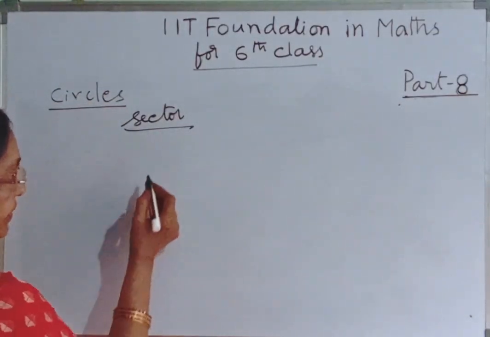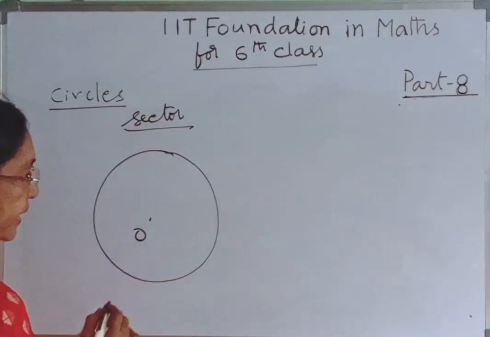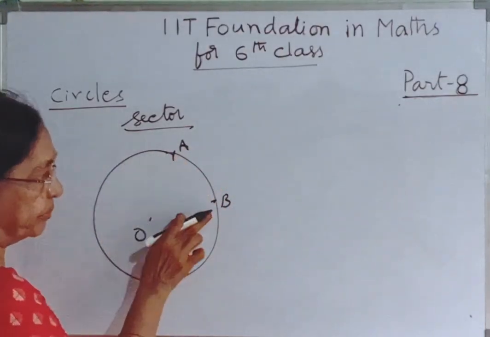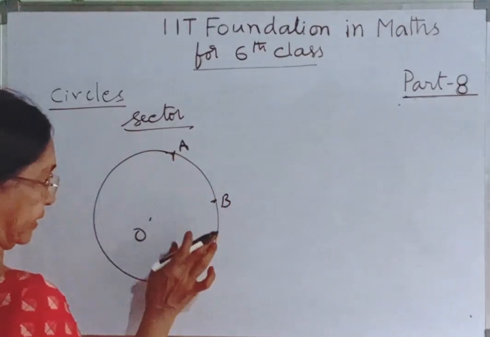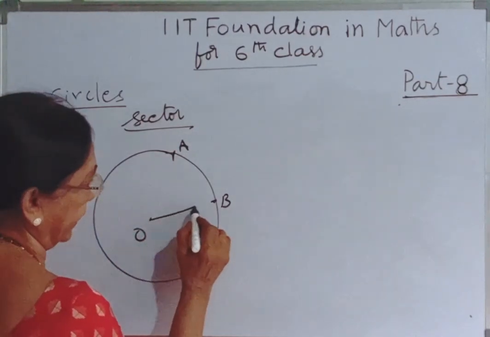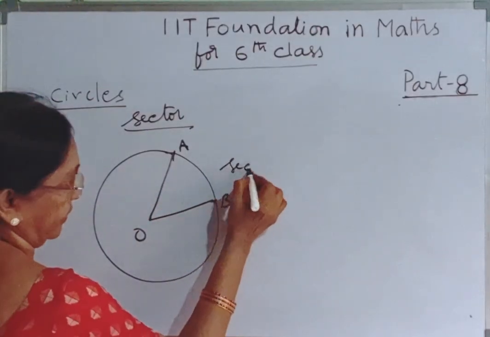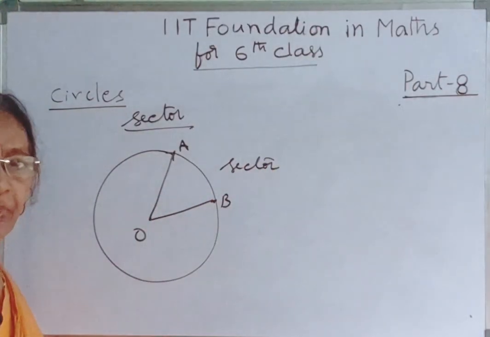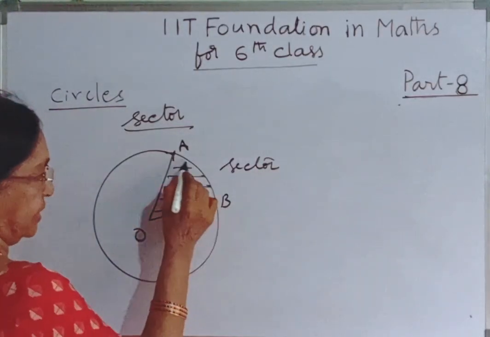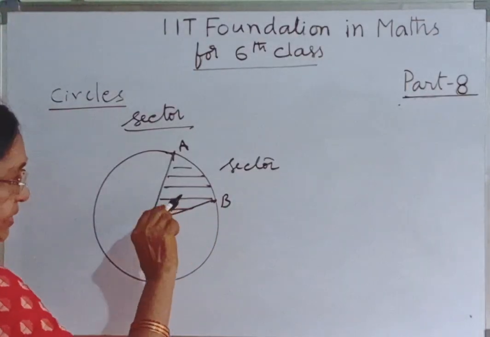Next, sector of a circle. If this is a circle and let O be the center of the circle, and A and B are 2 points on the circumference of the circle. Then the area enclosed by the two radii OA and OB and the arc is called a sector. So this AOB is a sector. Similarly, this is also a sector.